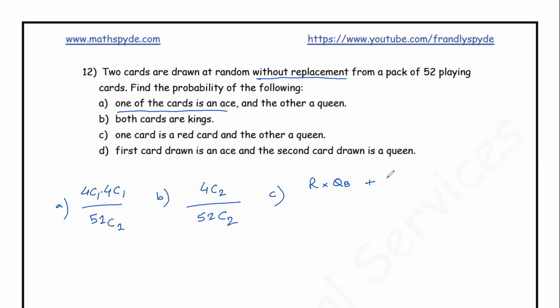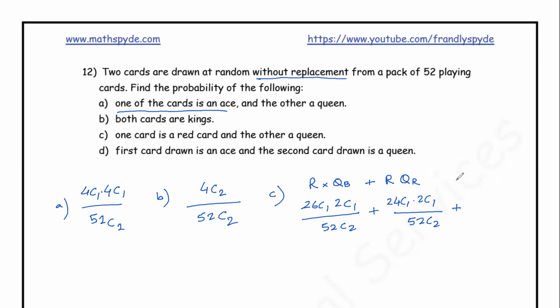Or I'm going to have red cards but without the red queens, and this time I'm going to have the red queens out here. So there'll be basically 26 C1. So 26 reds, and the two red queens are in this 26, and two black queens. So here, and this would be 52 C2. And this would be reds but without the queens, so that would be 24 C1 into 2 C1, because this time I'm picking up the red queens.